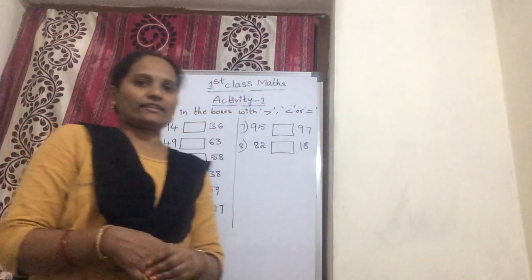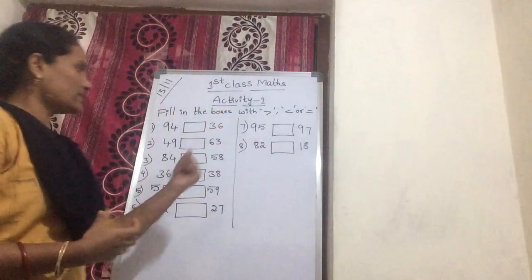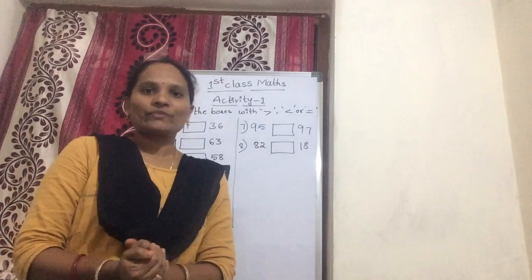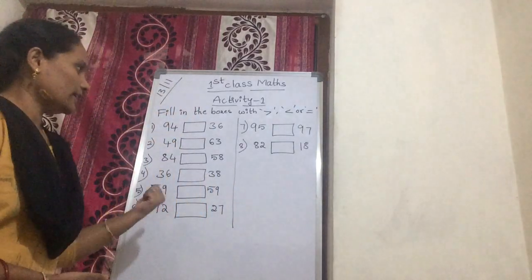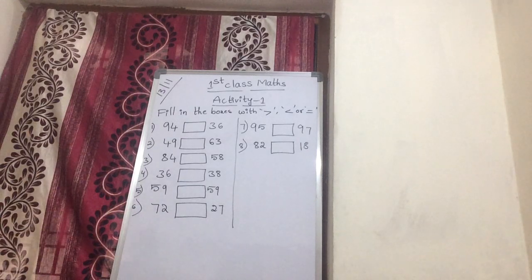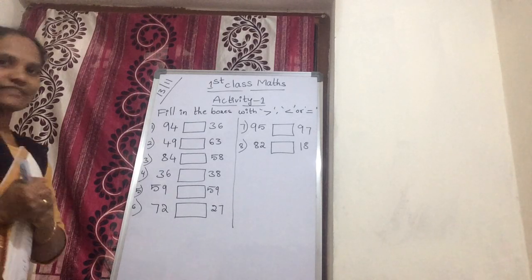In your previous class, I explained about the symbols: what is the less than, what is the greater than, and what is the equal. Okay, I explained in the previous class. Let's see an example on the symbols. Children, please copy this in your classwork.